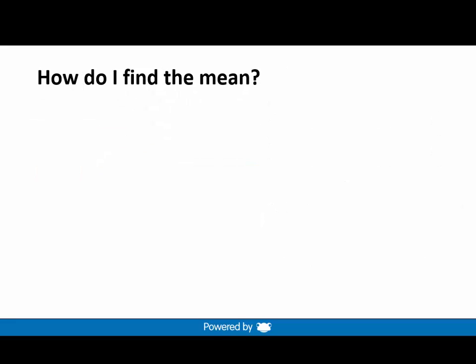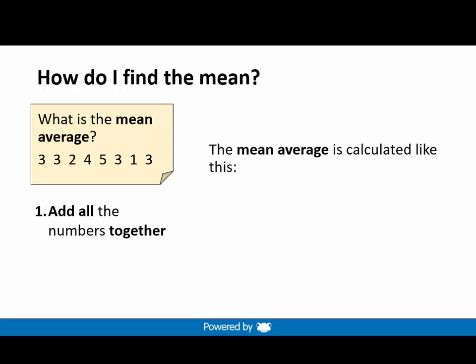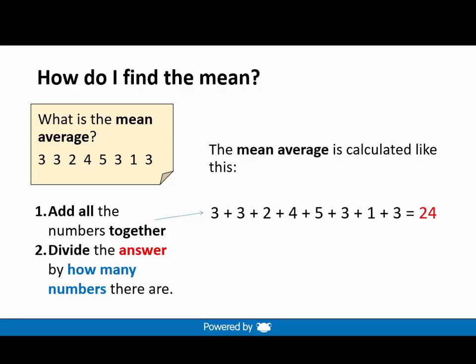And finally, how do I find the mean? It's the mean average of these numbers. It's calculated like this. I add all the numbers together first. I then divide the answer by how many numbers there are. There are 8 numbers in this case. 24 divided by 8 equals 3, and 3 is the mean.